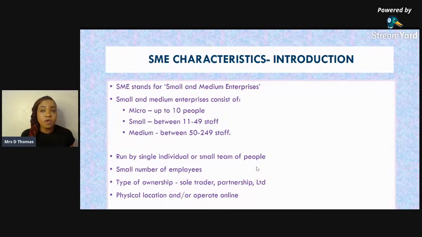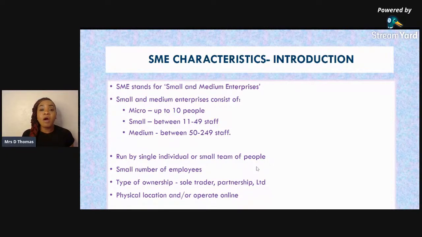Physical location is very important. Please remember to add all of these in your assignment. Physical location means something you can touch. They'll have a building, a place that they will offer their services or products from. They'll have a main address, and that's where they will run their business from. They have a shop, so that means they have a physical location.